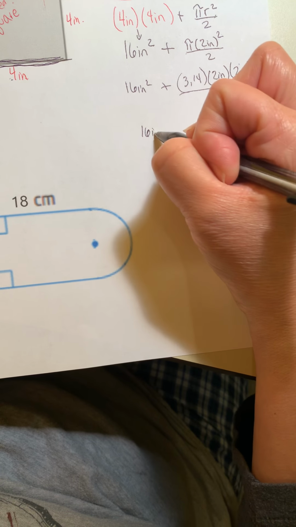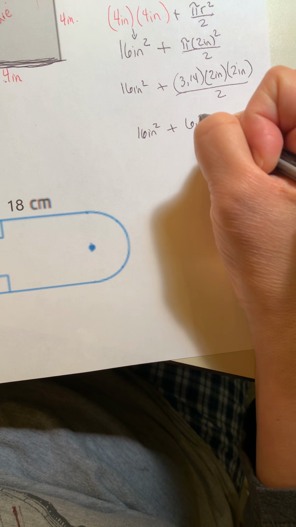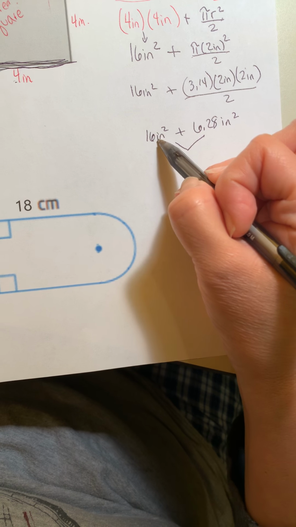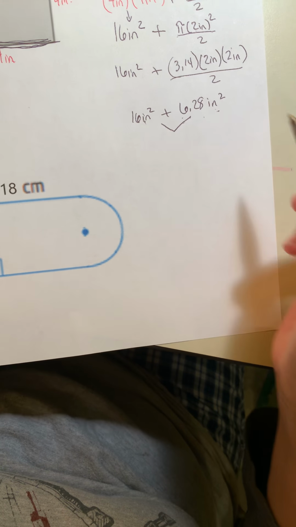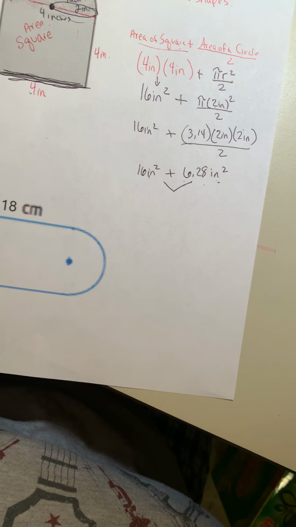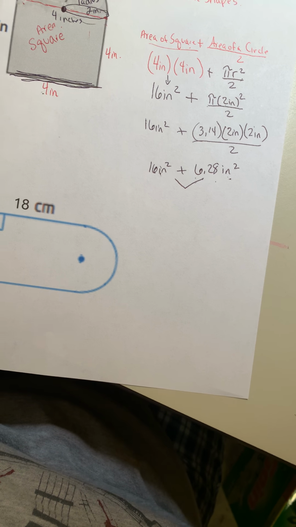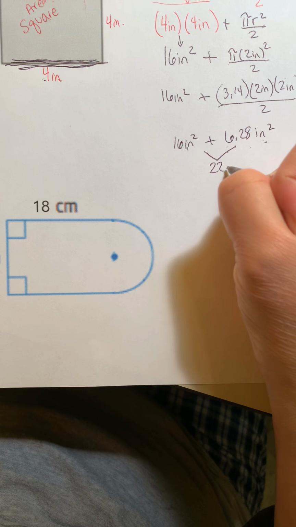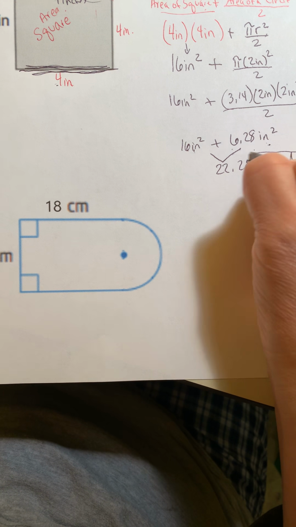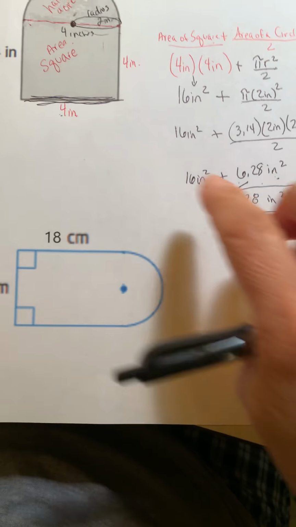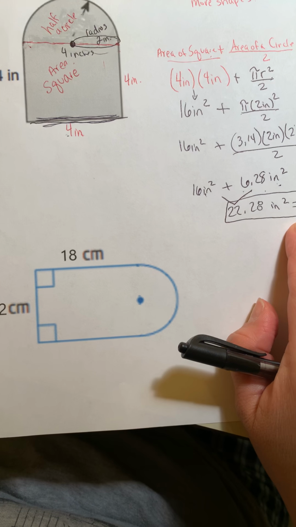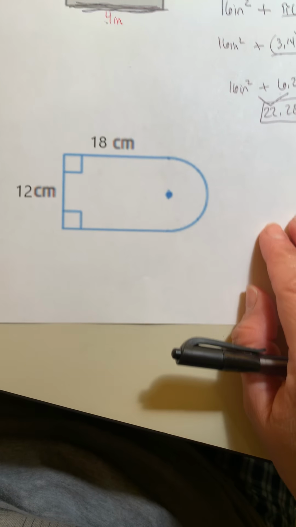So I'm going to have 16 inches squared plus 6.28 inches squared. So add the area of the square plus the area of the half circle. So you should get 22.28 inches squared. 22.28 inches squared is the area of this crazy looking figure. 22.28 inches squared. Okay, let's do the next one.